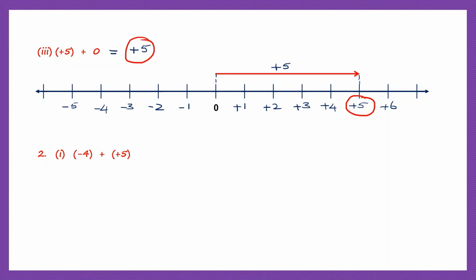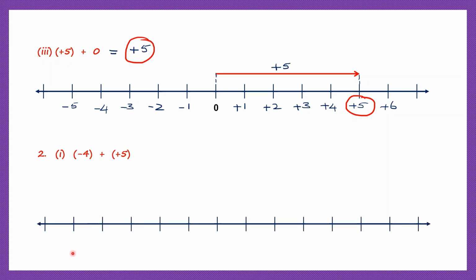Question 2, first one. This time we have a negative integer and a positive integer that we have to add. So first let's begin with the number line. We draw the integers number line. Don't forget to put the 2 arrowheads on both sides, and then start with 0 and write your positive numbers on the right side. You can write a few numbers, and if you need more you can continue. So we'll write up to 5. On the other side also, we'll write up to 5. So minus 1, minus 2, minus 3, minus 4, minus 5.